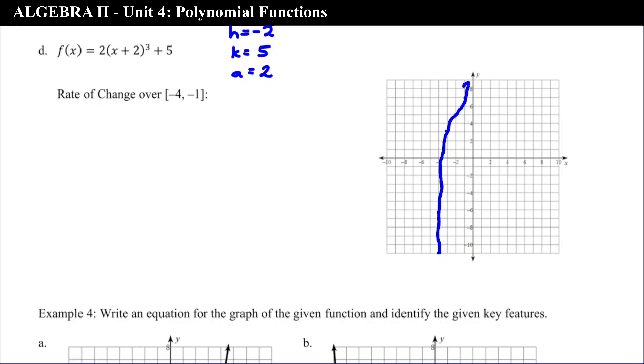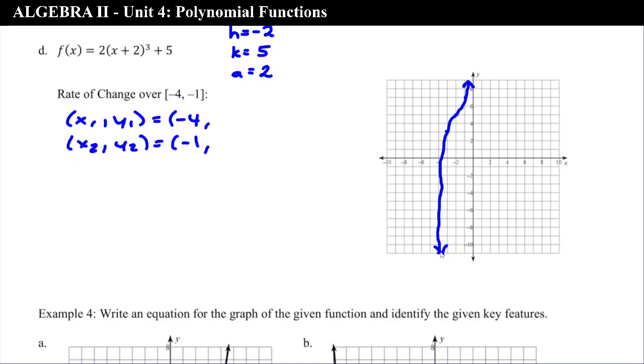And it's going to look something like that. So let's do our rate of change, okay? So we want the rate of change from -4 to -1. We're going to need 2 points to do this, x1, y1, x2, y2. Our -4 and -1 give us our 2 x values. So we need our y values to go with it.